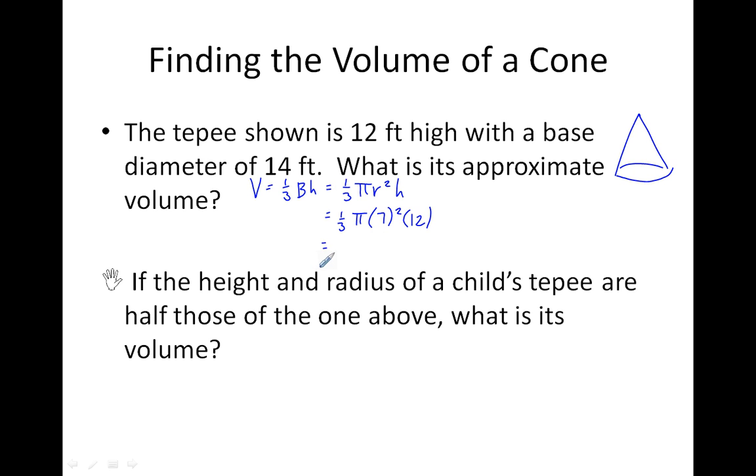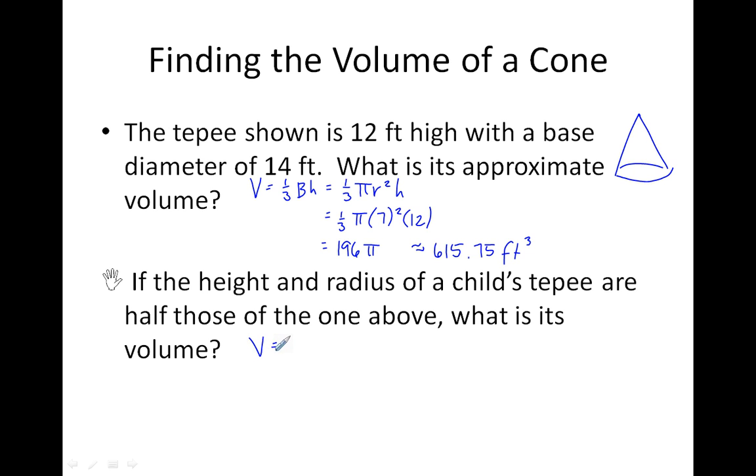We do that multiplication and we get 196 pi. Now we want an approximate area, so I'm going to round to 2 decimal places, and we get 615.75 cubic feet. And now here's a question for us. If the height and radius of that TP are half of the ones above, then what is the volume? So what kind of effect do you think it's going to have?